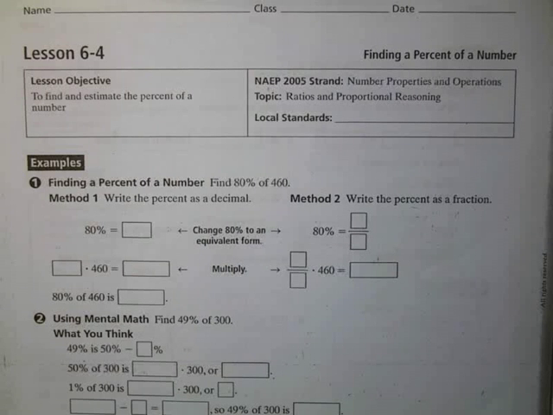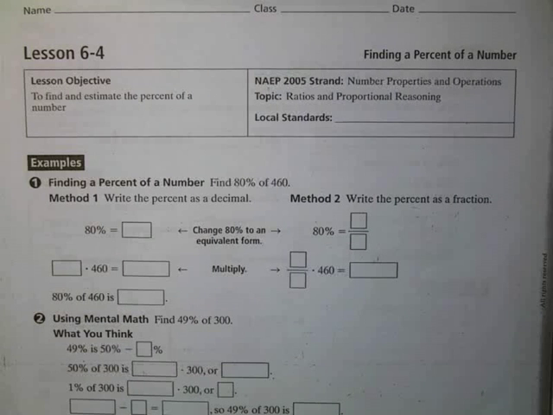We're going to find and estimate the percent of a number in this section. Okay, again, no new definitions right now, so we're just going to go right into it. Finding percent of a number. If we want to find 80% of 460, there are two different methods. Depending on whether I specifically ask for one method or the other, you must do it. Otherwise, you have a choice.